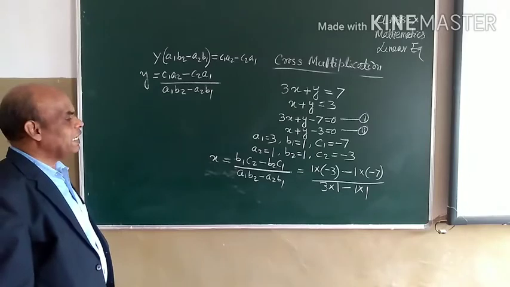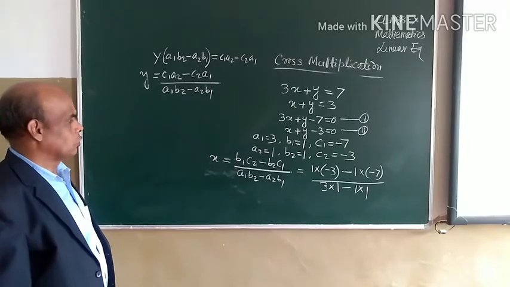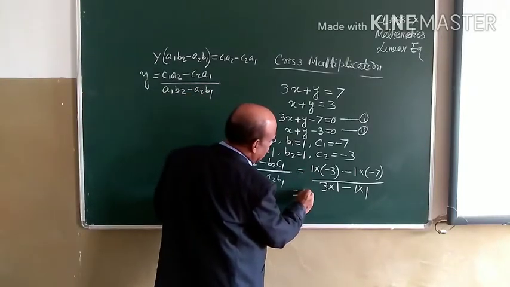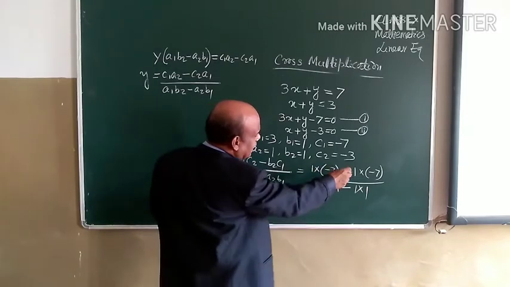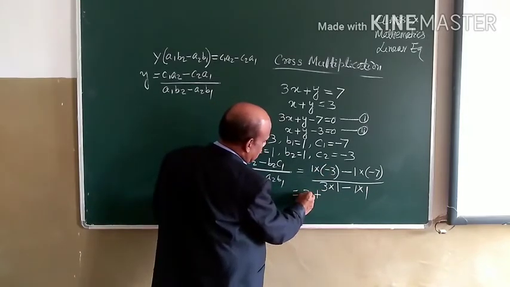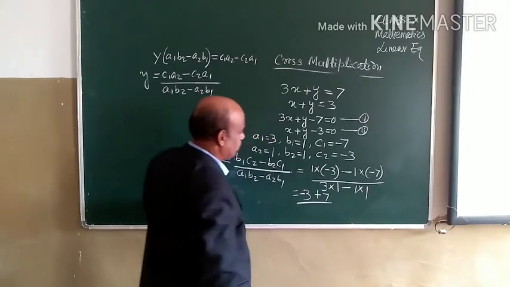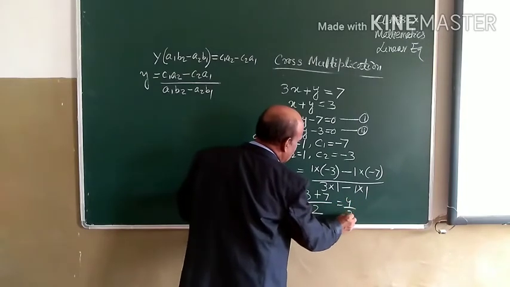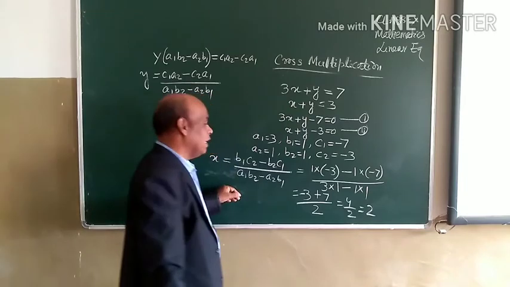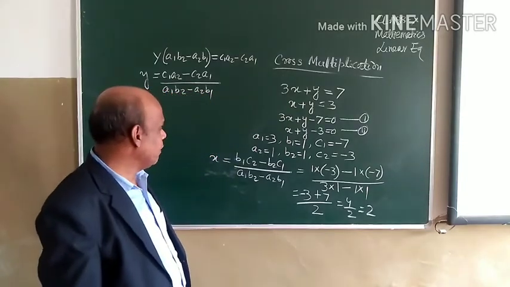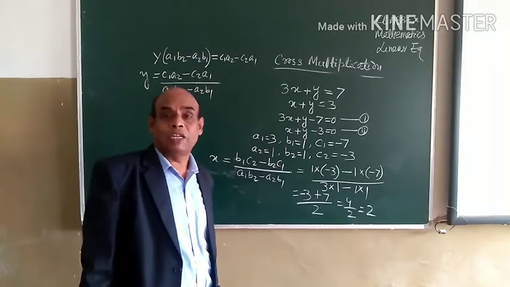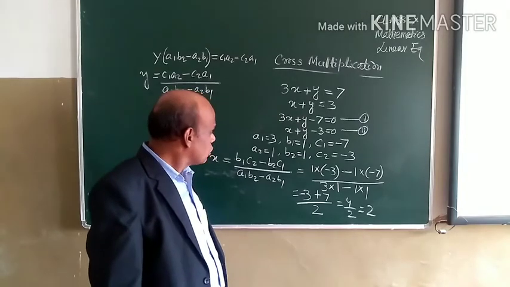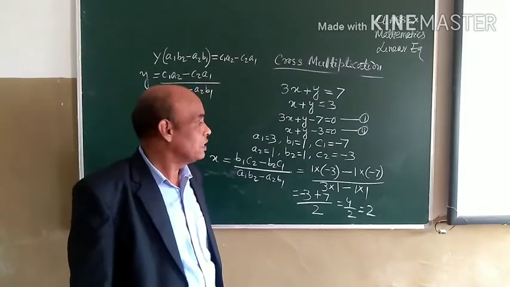So already we put the values. Now we will calculate. So we got minus 3 plus 7 divided by 3 minus 1, that is 2. So we got 4 by 2, that is equal to 2. So x value came 2. What we have done? We only put the values of a1, b1, c1 and so on, so that we get the value of x.